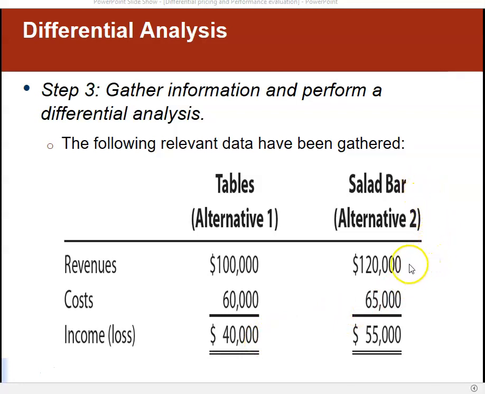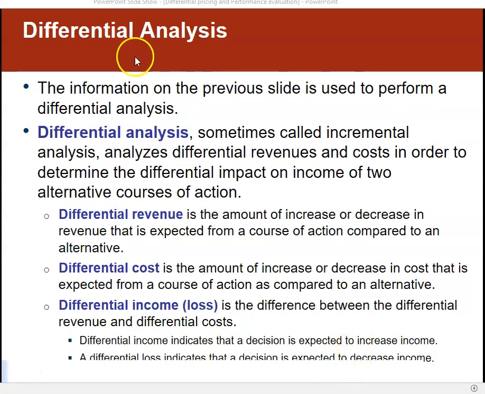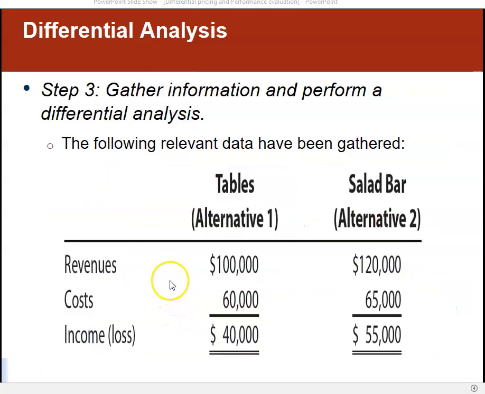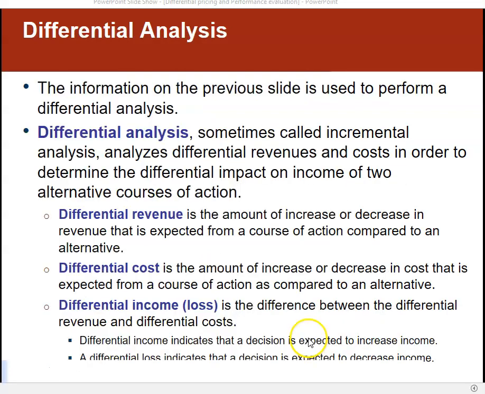Alternative 2, the salad bar, revenues go up some. We do have some additional costs, and income increases to $55,000. So with this in mind, we probably have our answer. So when we talk about differential analysis, as we get into this a little bit, we have 3 components: differential revenue, differential cost, and differential income. I'm going to go back to the previous slide. Differential revenue is $20,000, differential cost is $5,000, and differential income is $15,000.